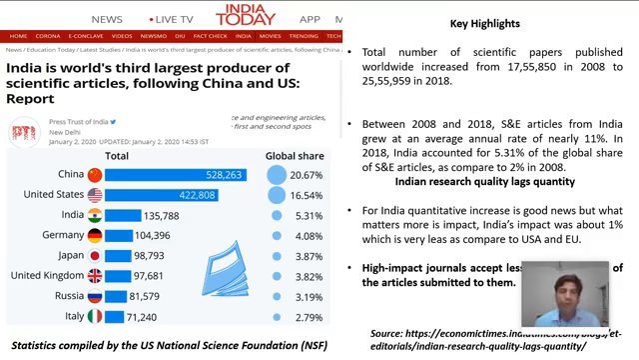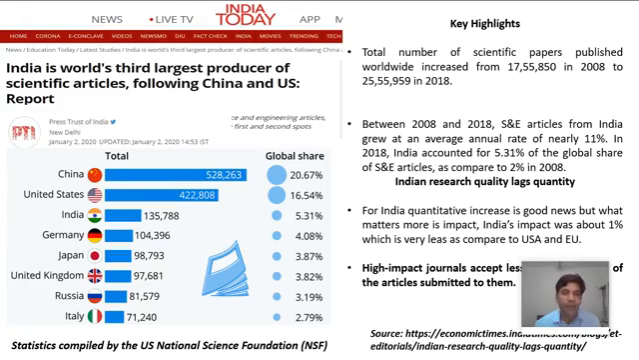Now let's discuss one recent study which was published in India Today in January 2020. It reported that with over 1.35 lakh scientific papers published, India has become the world's third largest publisher of science and engineering articles, according to US government agency data. And you can see from this slide that China is leading from the front with a global share of 20.67%, and China has published 5,28 articles.